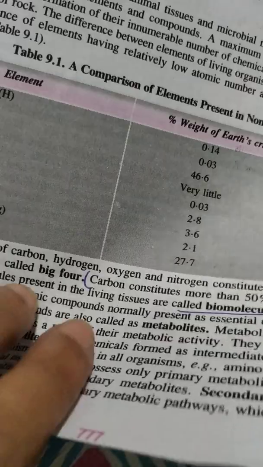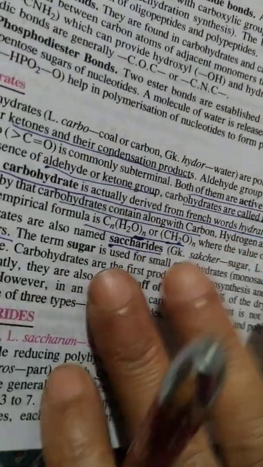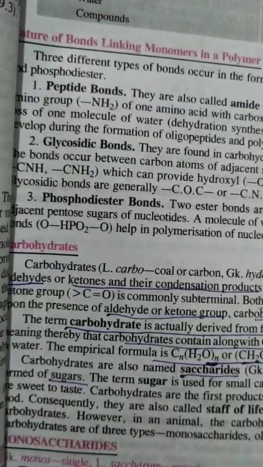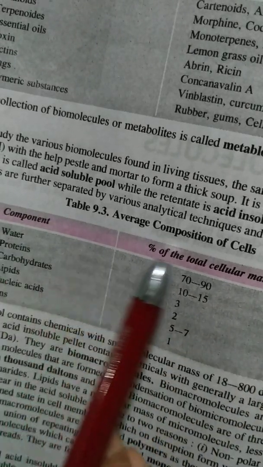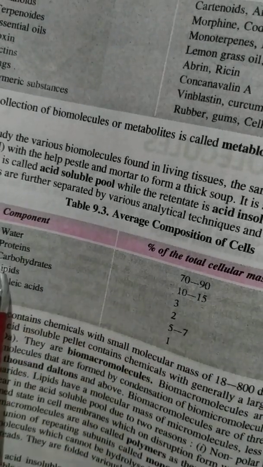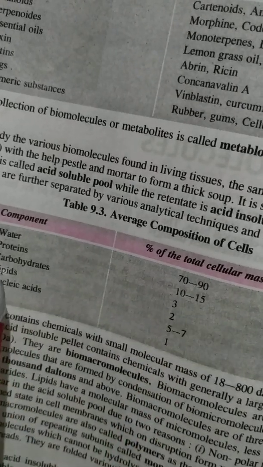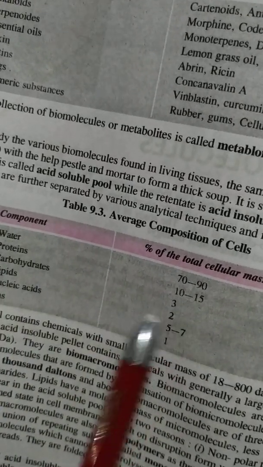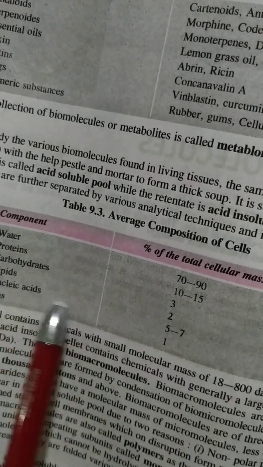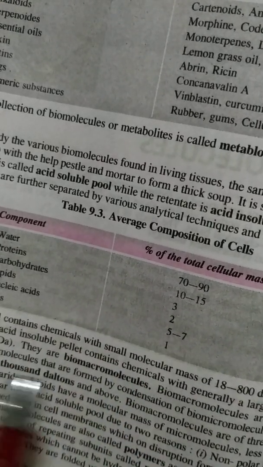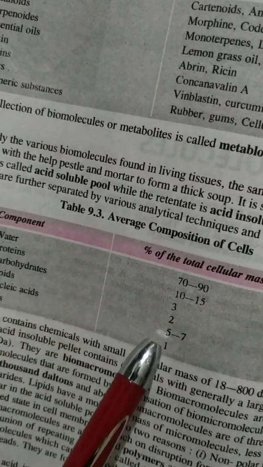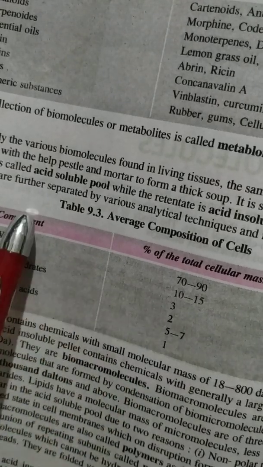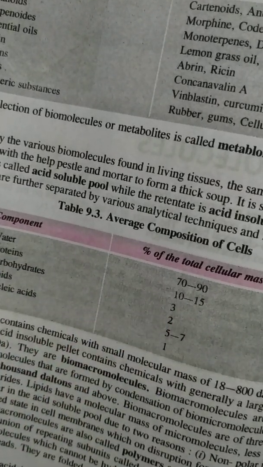So we have already discussed biomolecules and primary and secondary metabolites. Now the average composition of cells: water found in a cell is 70 to 90%, protein 10 to 15%, carbohydrate 3%, lipid 2%, nucleic acid 5 to 7%, and ions 1%. By chemical analysis we can get the average composition of the different components of cells in percentages.